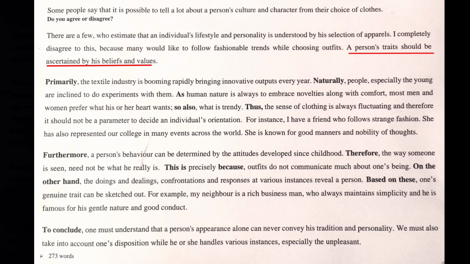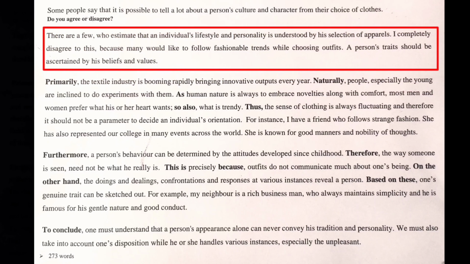I request you to take note of the vocabularies I used. Here I would like to mention the word ascertained. What does it mean? To tell a lot about. To tell about, ascertain, decide. Now we have written our introduction. Our introduction is paraphrasing and thesis statement. So please go through them. I hope you have understood it clearly.